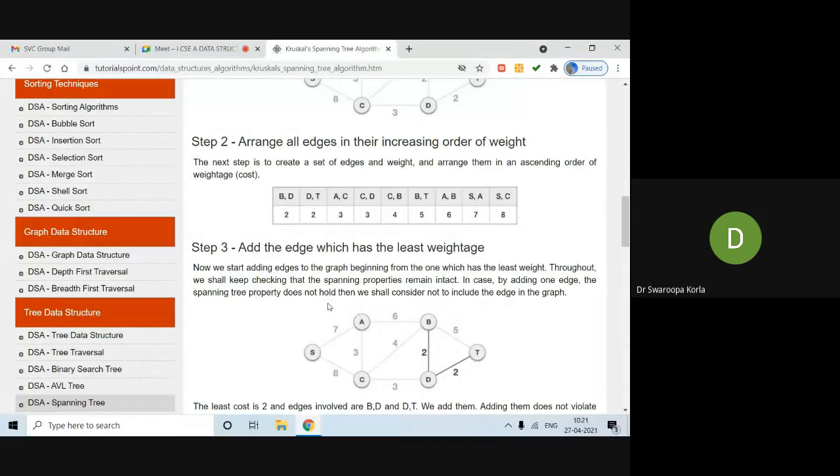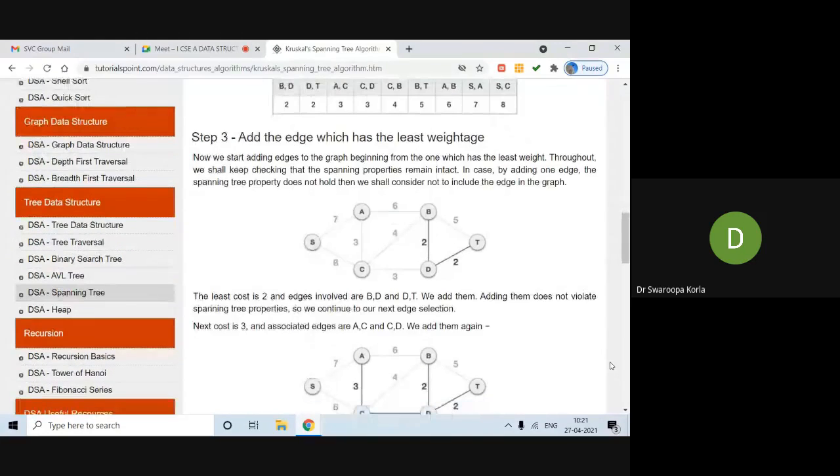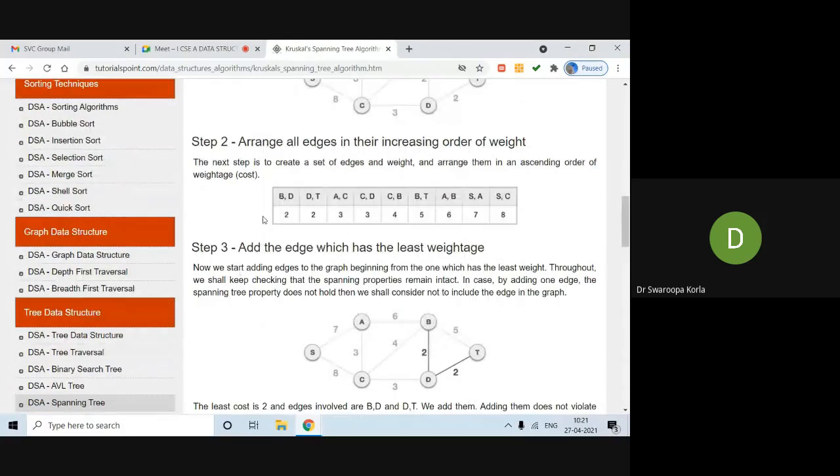See, add the edge which has the least weight. While you are drawing your minimum spanning tree in step 3, first you draw all the vertices as they are, and later you select the minimum edge value from the table of step 2 and start adding one by one.